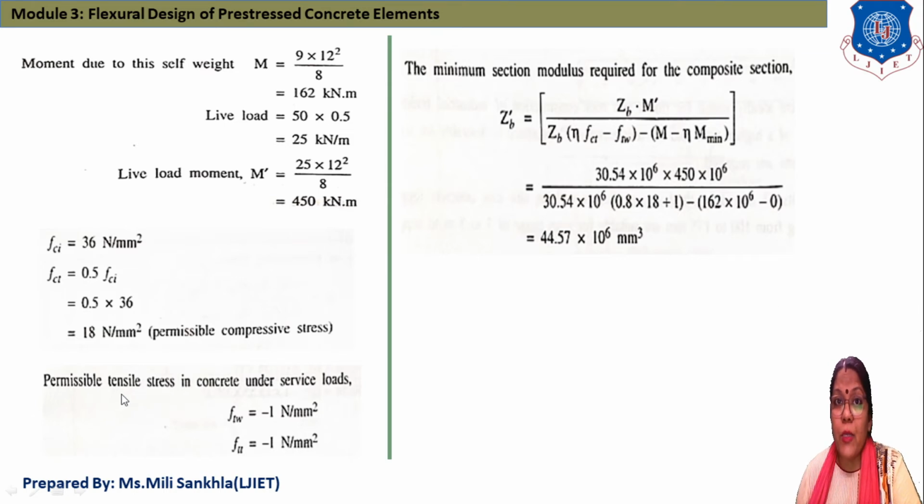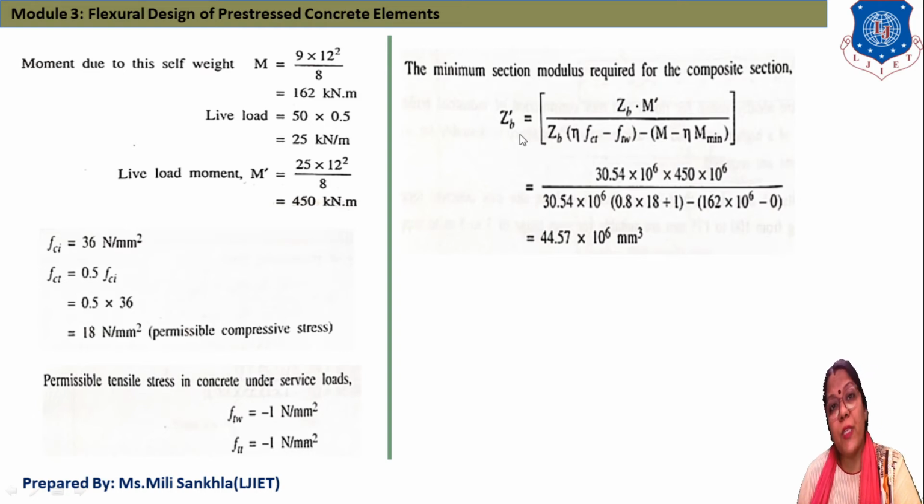Now the permissible tensile stress in concrete under service load. Now we find out the permissible tensile stress under service load, that is FTW is equal to -1 Newton per mm square, and FTT, that is -1 Newton per mm square. Okay, at transfer, and that is under the service load. This is given in our data. Now we find out the section modulus of the composite section. Okay, that we already know in the theory portion, that is Z dash B.